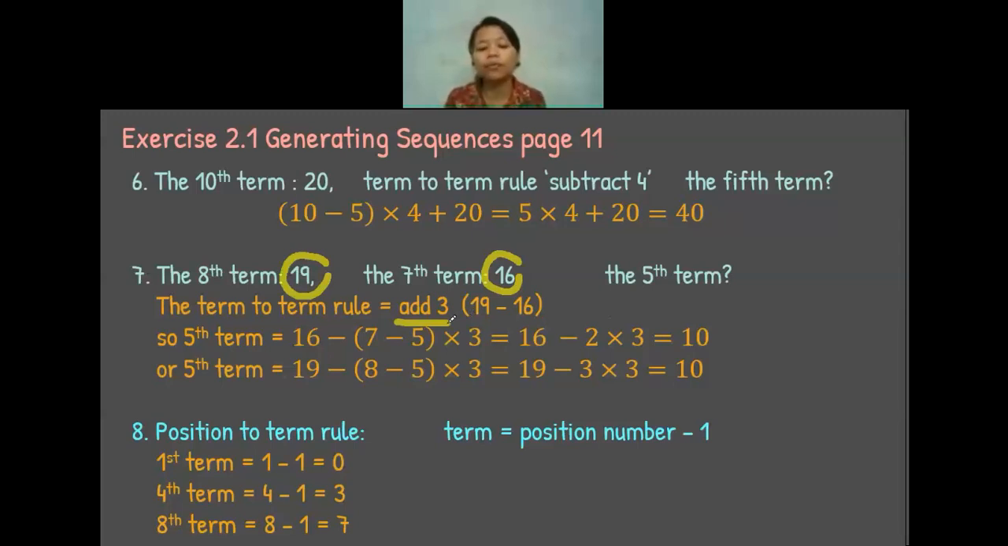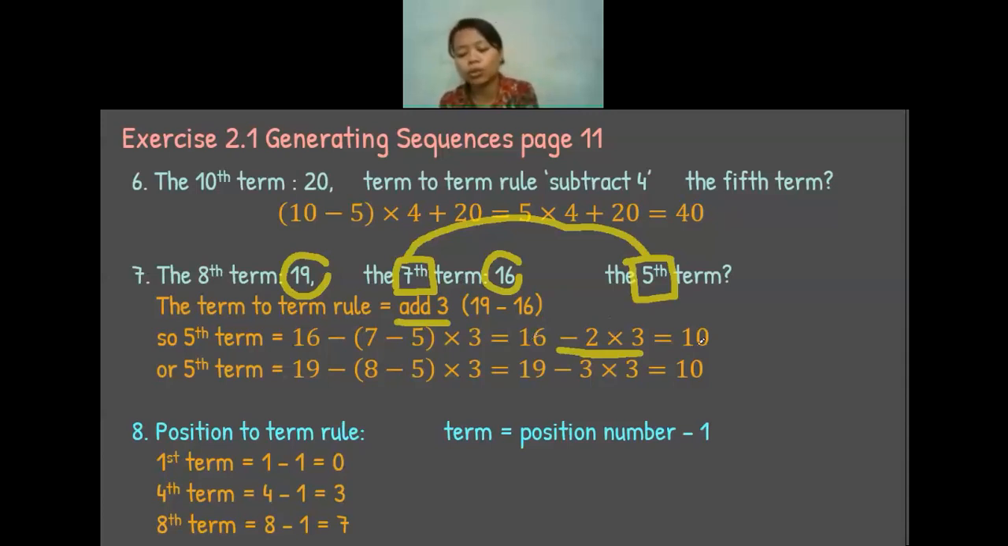If we are going to find the 5th term, maybe I can just use the 5th and also the 7th term. So I need to find the difference between the 7 and also the 5. That's why I do 7 minus 5. After that, I need to multiply it with the term-to-term rule. The term-to-term rule is add 3, so I multiply it by 3. Because if I want to find the 5th term, it will be smaller than the 7th term. That's why I do 16 minus 2 times 3, which is equals to 10.